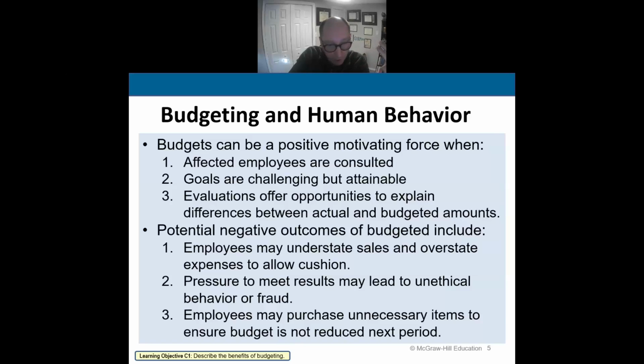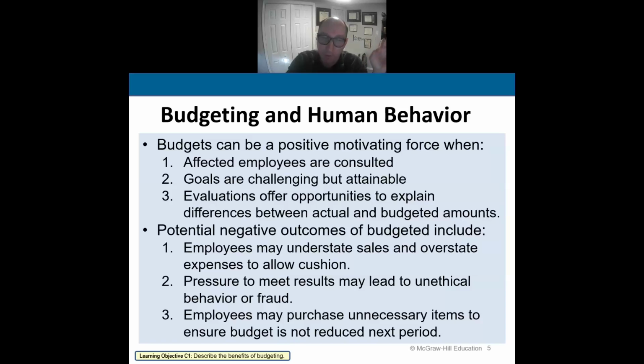The third one here, and this one drives me nuts because I see government agencies do this a lot, is employees might purchase unnecessary items to ensure the budget is not reduced next year. I see that in every government agency, and it drives me nuts. Okay? If you work for a government agency, I know you guys do this. Okay? And it drives me nuts. As a taxpayer, it makes me upset.